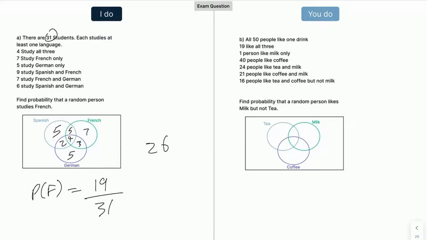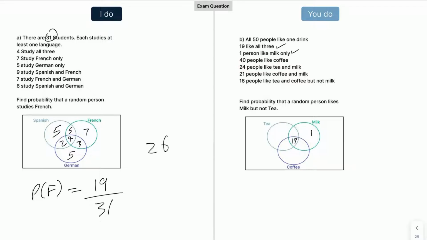So on the right, we've got 50 people. Drink. People like one drink. Okay, so everyone likes one drink, at least. That's what that's supposed to say. So that means, again, nothing's going to go on the outside. So we have 19 people that like all 3. We have 1 person that likes milk only. We have 40 people that like coffee. So there's nothing we can really do with this bit of information just yet, because although it tells us 40 like coffee, we don't know what goes in there, what goes in there, or what goes in there. So we're going to skip that for now.